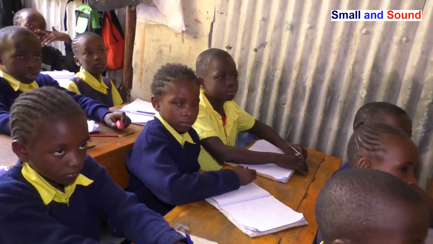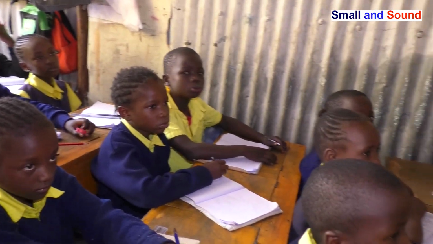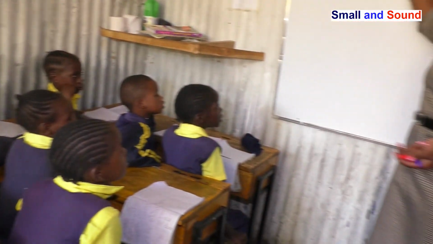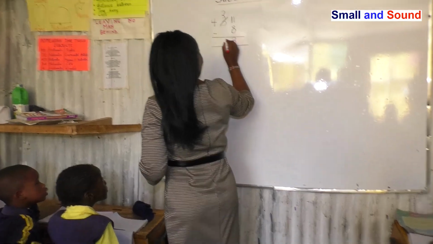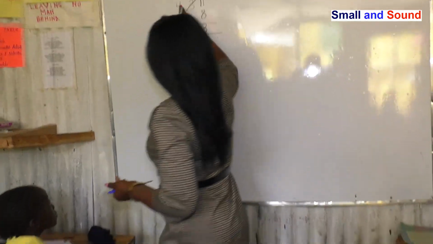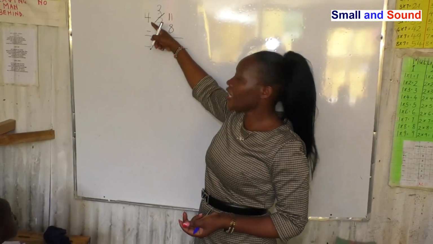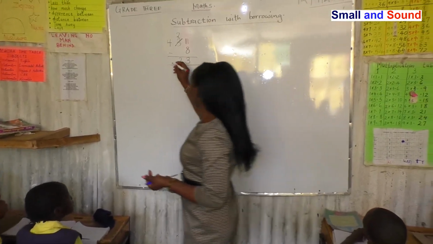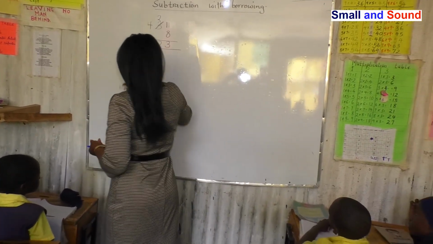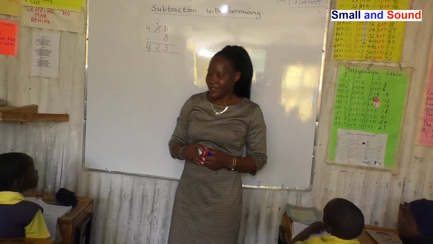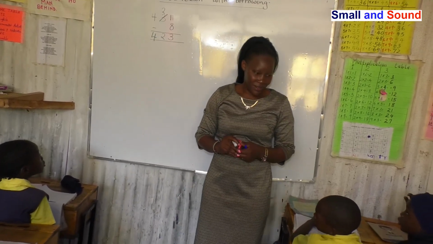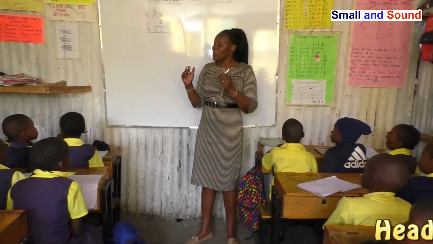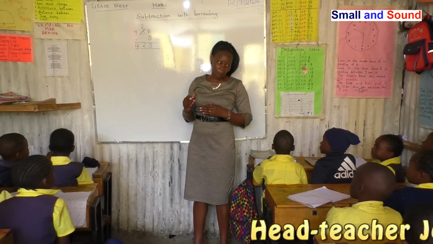Then, which number do we have here? 2. 2 subtract what? Nothing. What do we get? 2. Correct. And here we have which number? 4. 4 take away nothing. What do we get? 4. Correct. So our answer is? 423. 423. We make sure that you borrow from the next number, okay?